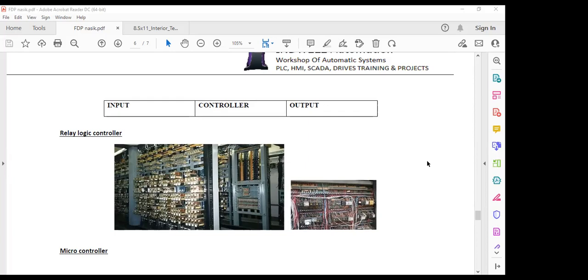If I take you to industry and I say this machine is not working, find the problem. Troubleshoot it. So what would be your first problem or confusion? The confusion would be the machine is having many things, many components in it. So from where have we to start finding the issues?